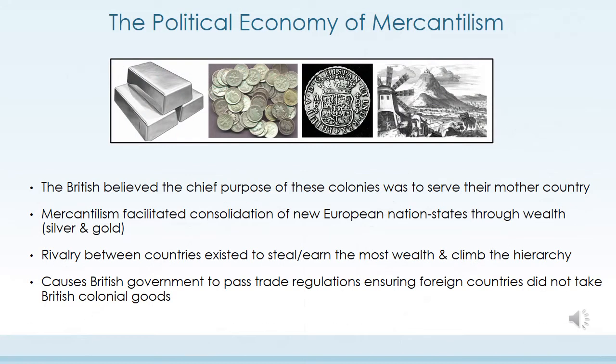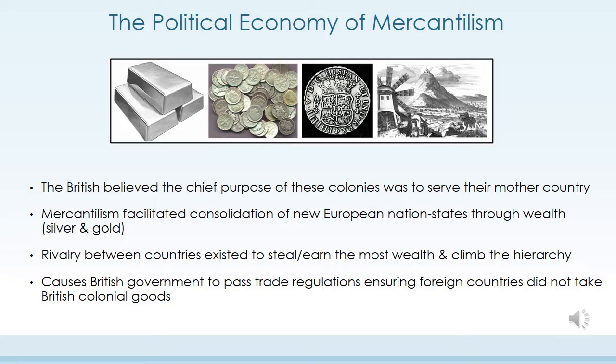The British really believed that the chief purpose of all of their colonies was to serve the mother country, and mercantilism was essentially developed in order to facilitate the consolidation of these new European nation-states. So these states required vast sums of money to support their growing military and also their bureaucracies, and the mercantilists considered the economy and politics a zero-sum game, as one side's gain was another side's loss.